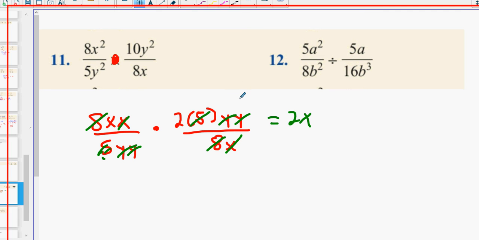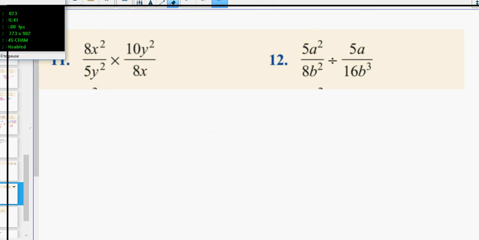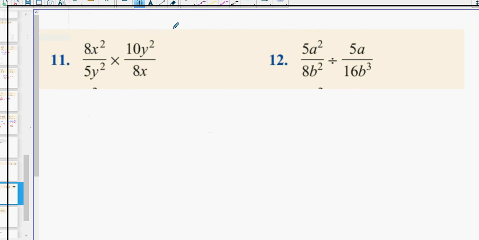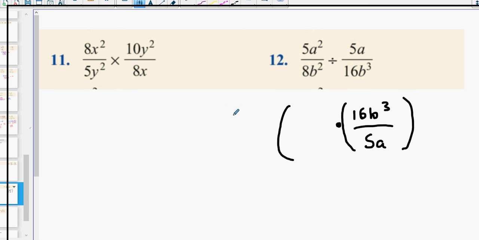Will you guys try question 12 on your own? Step 1: turn the other one upside down and use the multiplication sign. I use dots instead of multiplication signs because sometimes you have x's and I don't like using the multiplication sign. So I use dots. Is that okay with you guys? Or alternatively, you could use brackets. Okay, that's another way of doing it.